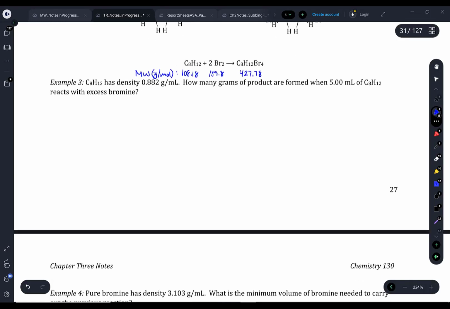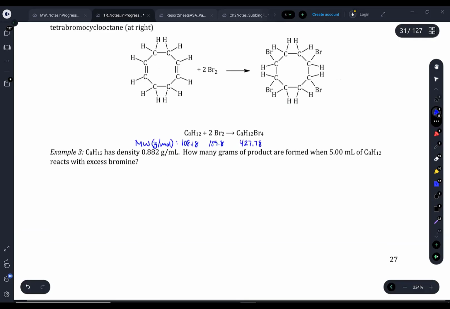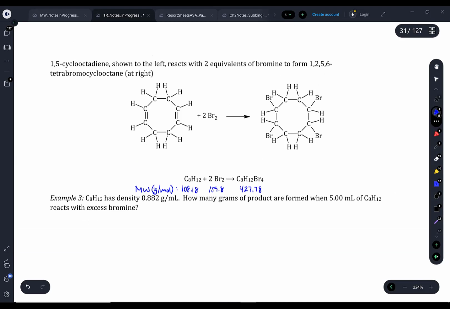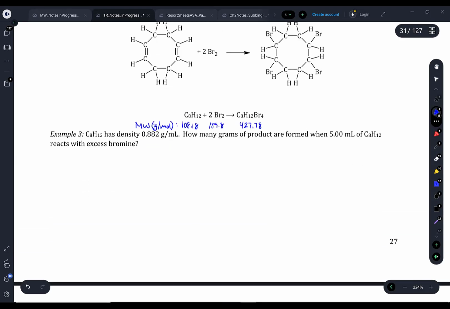Okay, so that said, we will say that our starting material here, the spider with double bonds, has this density. How many grams of product are formed if I start with 5 milliliters of that and it reacts with excess bromine? Excess again means I can ignore the bromine. There's more than enough of it. This problem is very, very similar to the last problem. The only difference is instead of starting with grams, I'm starting with milliliters.